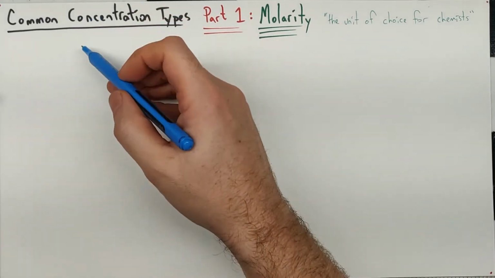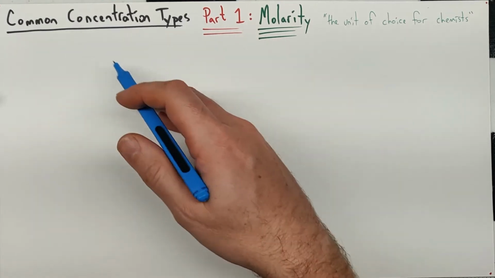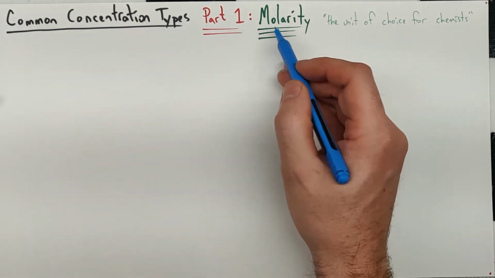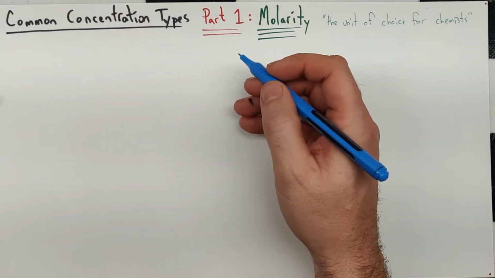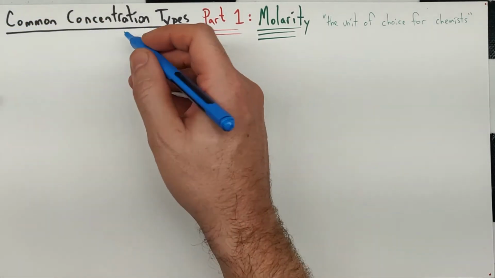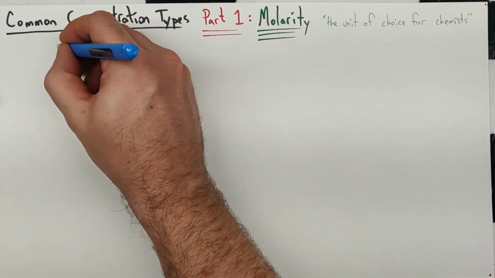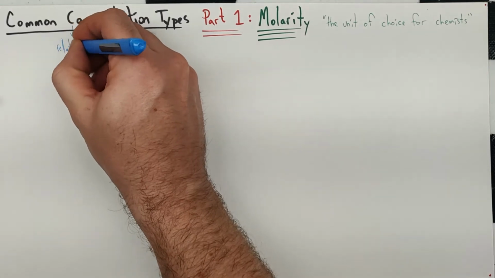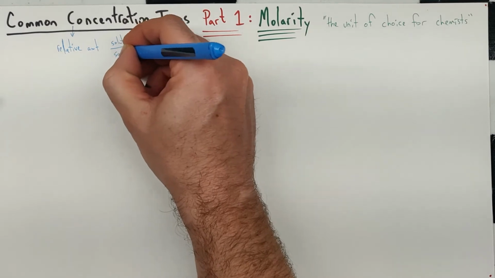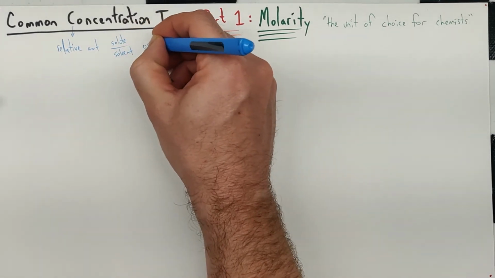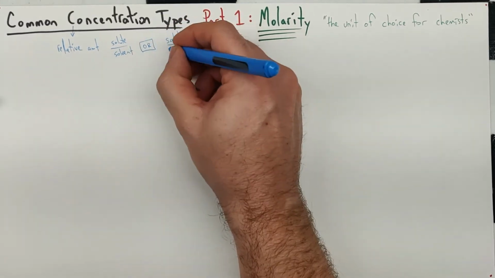In the last video, we talked about concentration as a way to describe properties of a solution. In this video, I want to look at a specific type of concentration, molarity, and it's one in a series of videos for different concentration types. As a quick refresher, the idea of concentration is some ratio, some relative amount of our solute to our solvent, or of our solute to our solution.